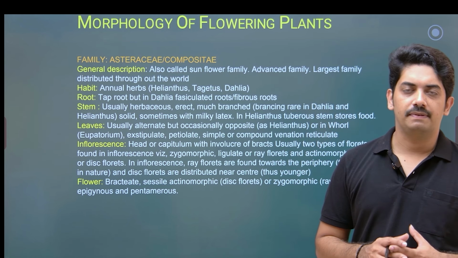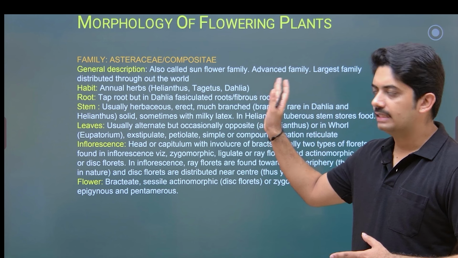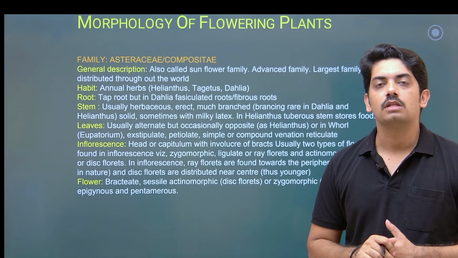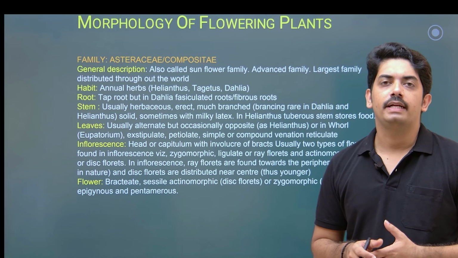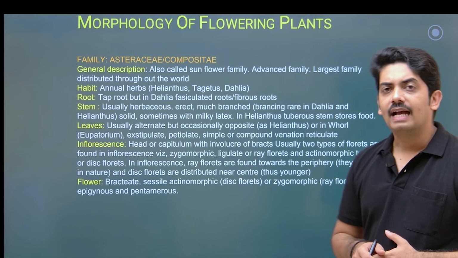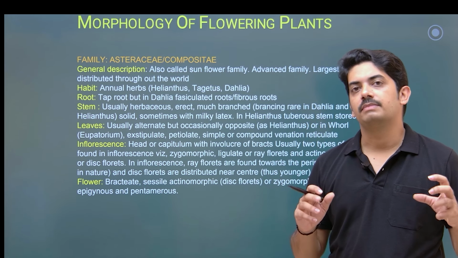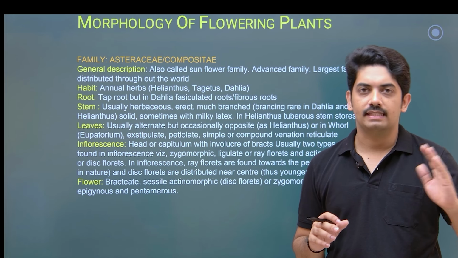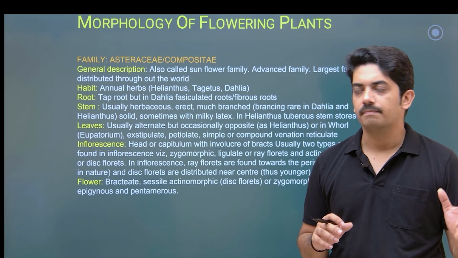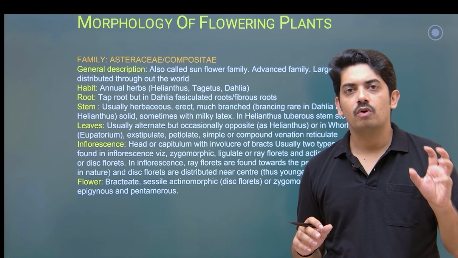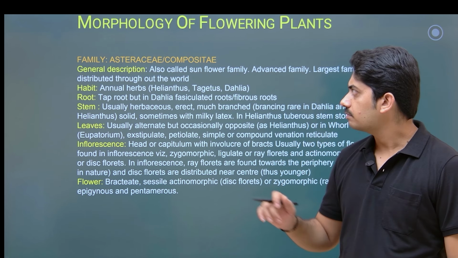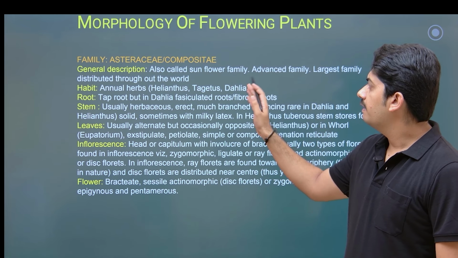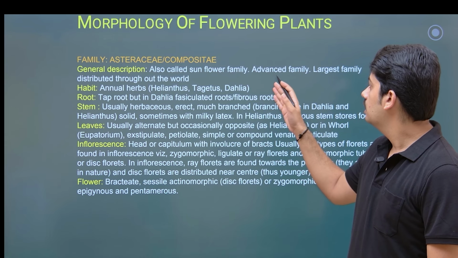So the next family is Asteraceae or Compositae. A very, very important family, because here you will study some more important terminologies. Asteraceae, aster, something related to sun, right? Asteraceae means here the flowers resemble the structure of the sun. That means their ray florets are radiating. Compositae is the old name. Sunflower family is the very common name used.